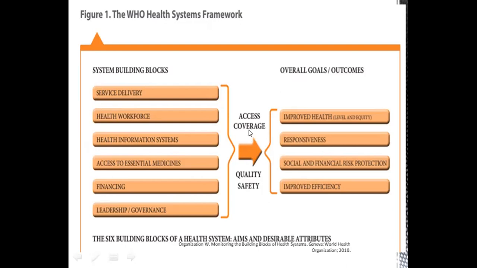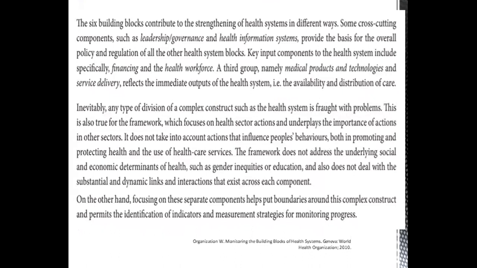And this includes two goals and objectives: assess coverage, and quality and safety. It includes overall goals and outcomes: improved health level and equity, responsiveness, social and financial risk protection, and improved efficiency. These six building blocks lead to strengthening of the health system in different ways. Some cross-cutting components include leadership and the health information system, which provide the basis for overall policy and regulation of the health system. Key input components include financing and health workforce. A third group, medical products and technologies and service delivery, reflects the immediate output of the health system.